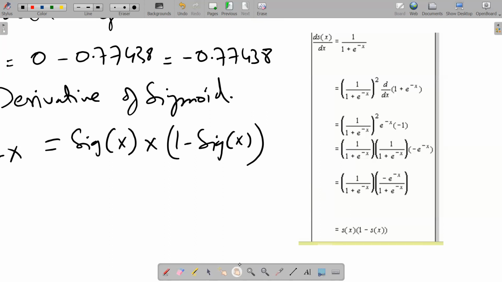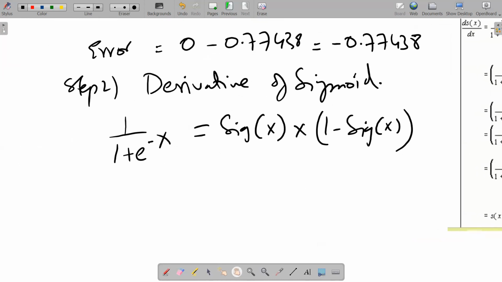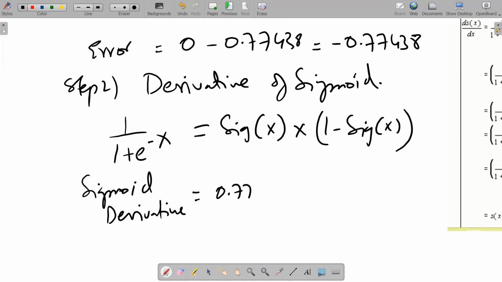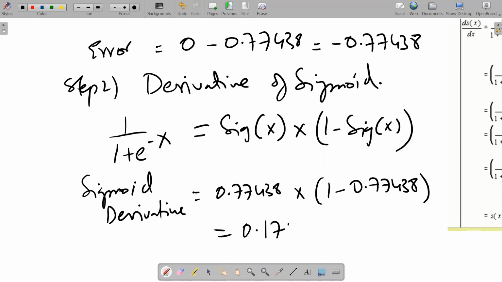Now, step 3. Sorry, we have not calculated this part. So here, the sigmoid derivative is 0.77438 into 1 minus 0.77438. We get an answer of 0.17155.